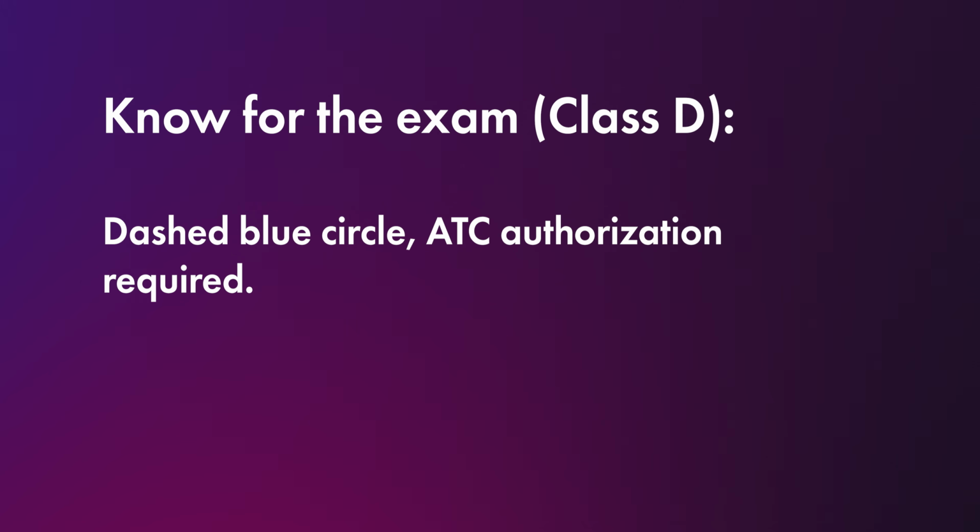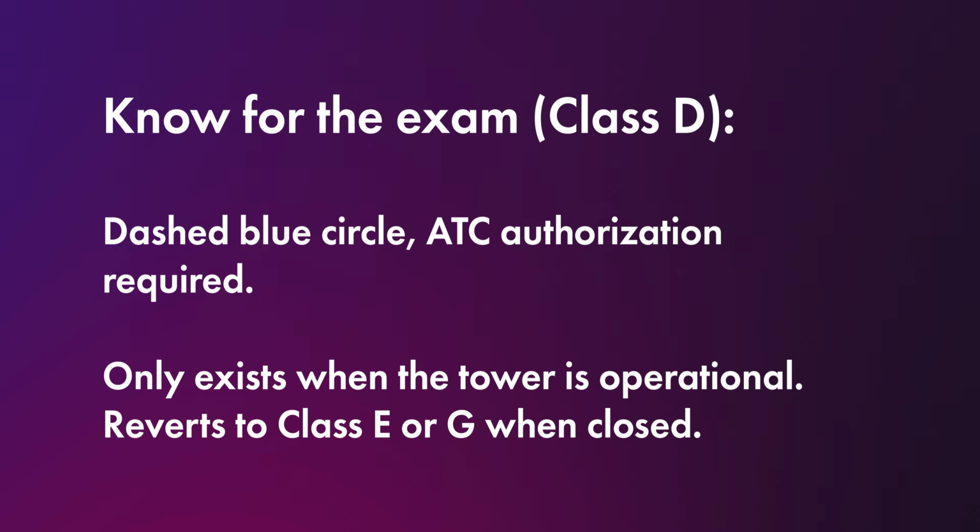For the exam, just remember, dashed blue circle, ATC authorization required, but here's the nuance that shows up on tricky exam questions. Class D only exists when the tower is operational. Many Class D airports have part-time towers. When the tower closes, the airspace reverts to Class E or Class G. Always check the airport's tower hours and check NOTAMs before you fly.